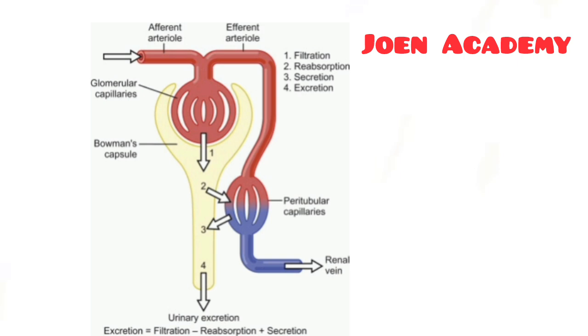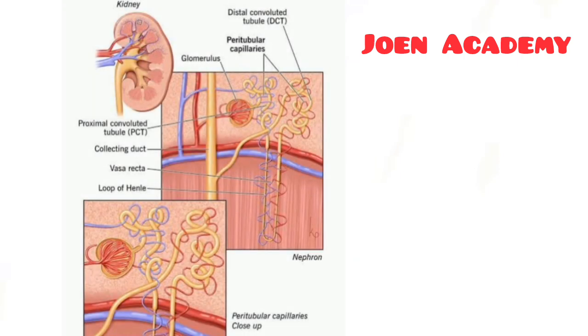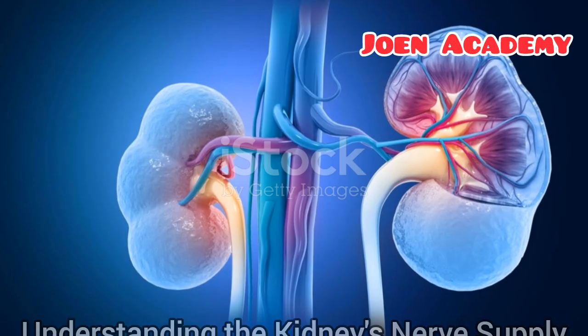Blood flows from the cortical radiate veins to the arcuate veins, then to the interlobar veins, and finally converges into the single large renal vein. The renal vein exits the kidney at the hilum and carries the purified blood back to the inferior vena cava, the body's largest vein, which transports it back to the heart. This entire complex loop ensures every drop of blood gets a chance to be filtered.